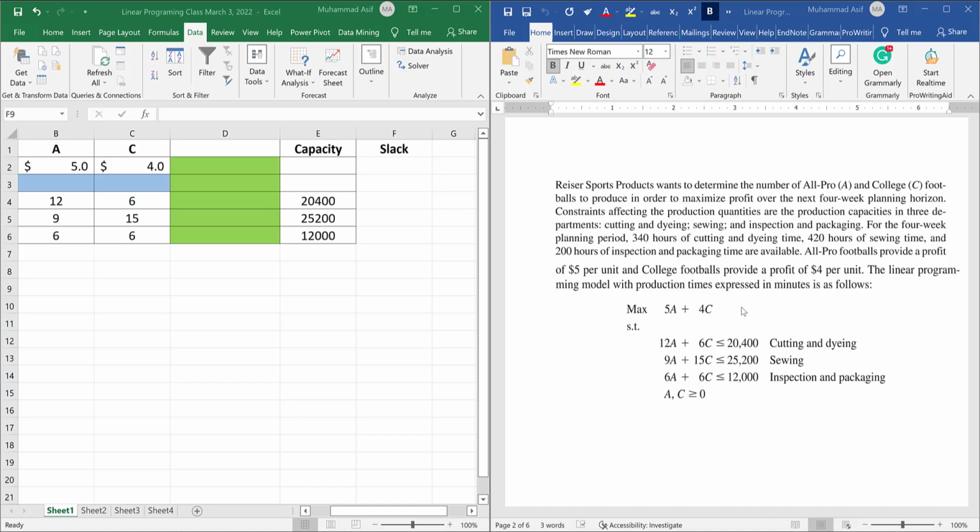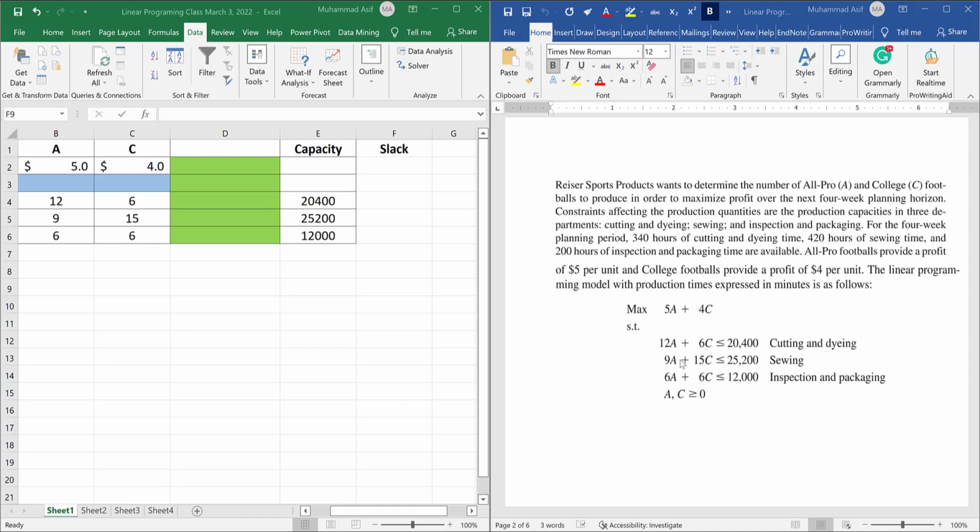This is called a mathematical model, and it says that for football type A, the profit contribution is $5, and for C, the profit contribution is $4, and this is subject to certain constraints. One of the constraints is cutting and dyeing, and it shows that the time it takes to make one A football is 12 minutes, and the time it takes to make a C football is 6 minutes, and the total time available is 20,400 minutes, and everything must be produced in less than or equal to this number of minutes.